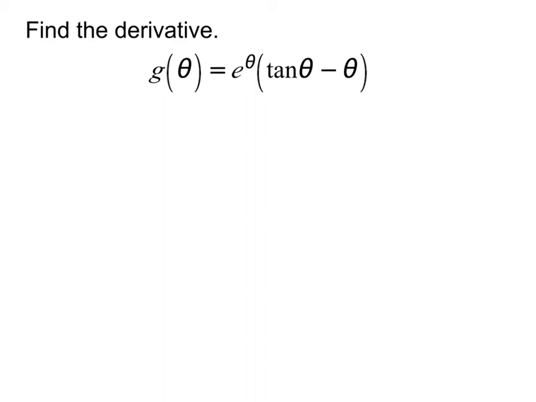So do I need to do anything to this one, reformatting wise, before I start taking the derivative? Or can I take the derivative from here? What do you think? Yeah, I'm inclined to leave it as it is. We can distribute in, but we really don't need to here. It's not going to gain us anything. In fact, it might even make it a little bit harder.